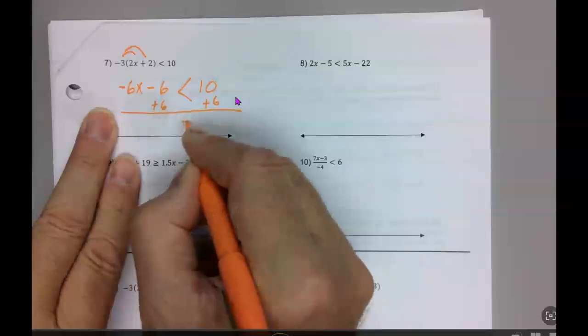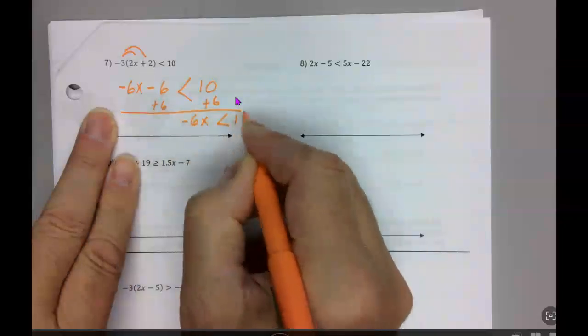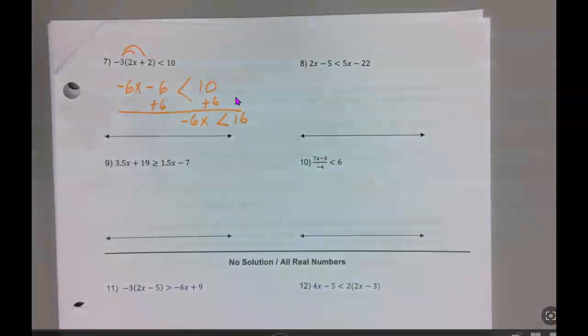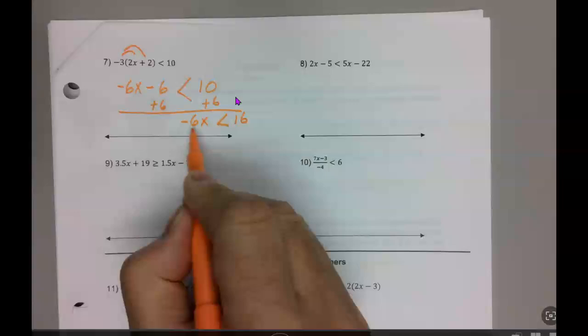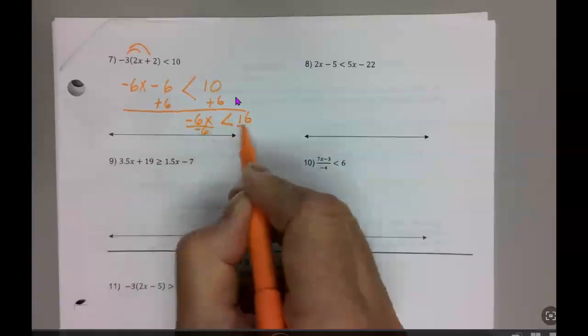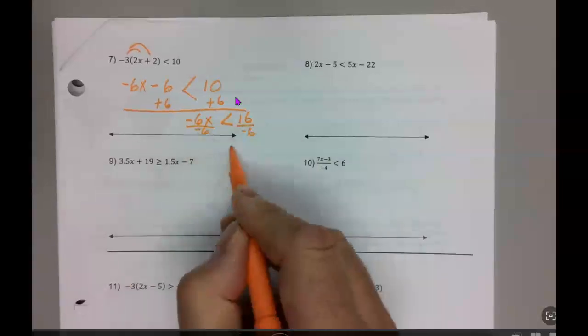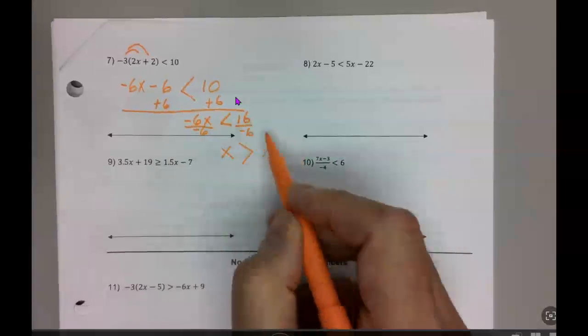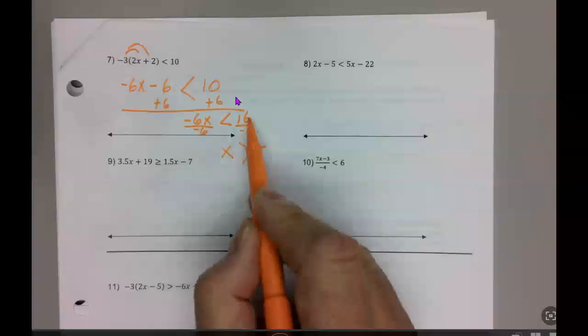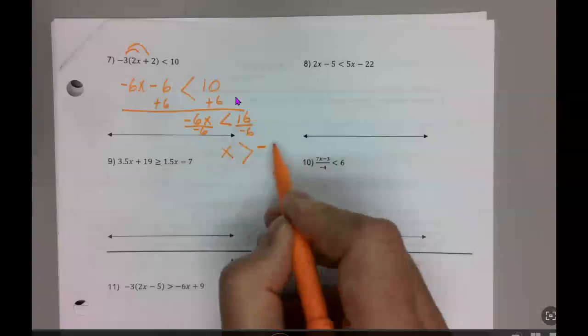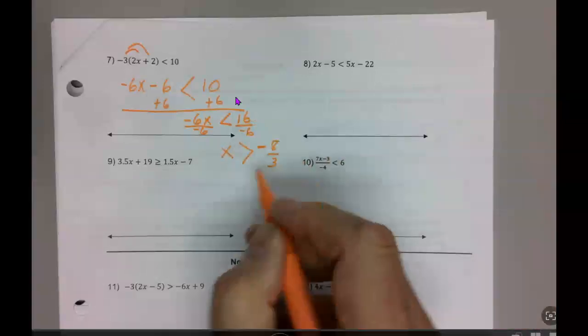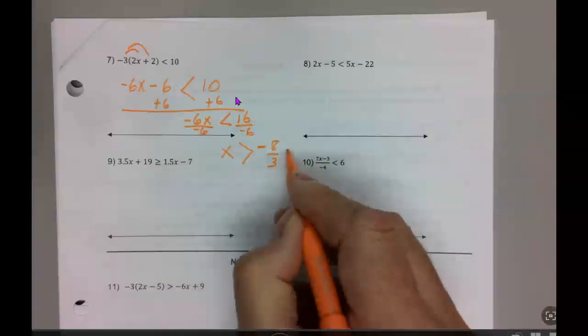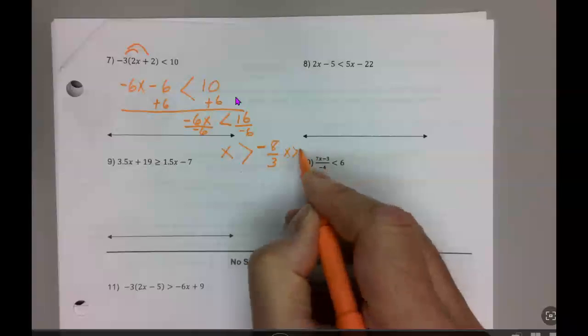So we have negative 6x is less than 16. Then what do we do next? Divide by what? Negative 6, correct? What do I have to do in the inequality? I have to flip it, don't I? Now, I know I'm going to get a negative, right? I can reduce that down to what? 8/3, which is what? X is greater than negative 2 2/3, is that right?